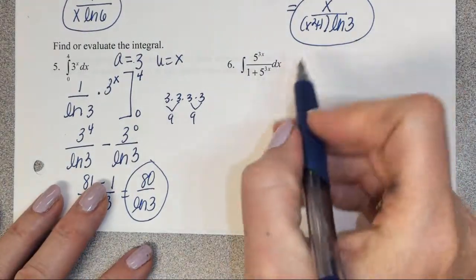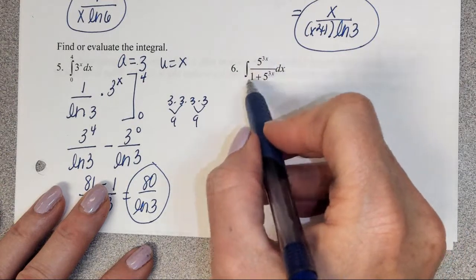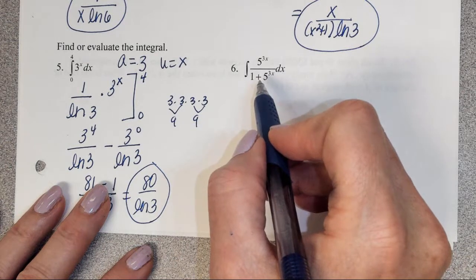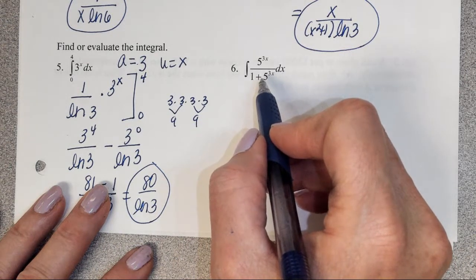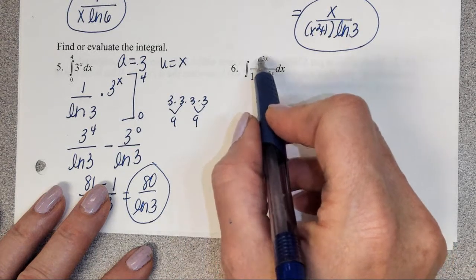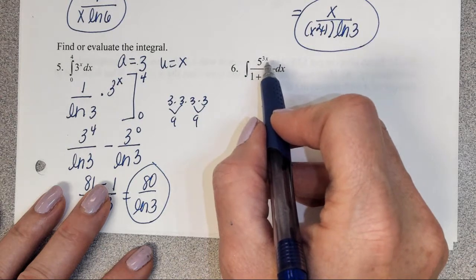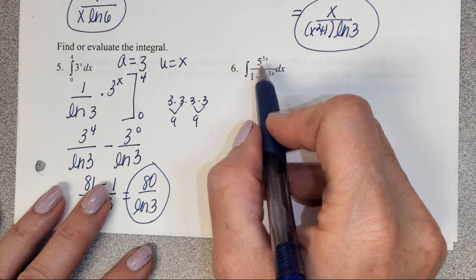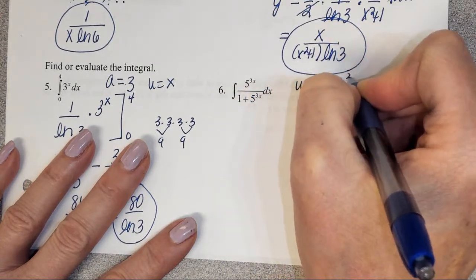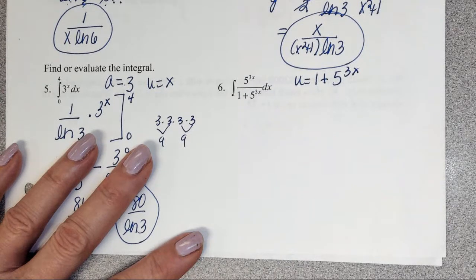All right, this one is the toughest one on here. Here's why. I can't split it apart, so I have to do a u sub. I have to let u equal something that's equal to the rest of the problem. If I let u just equal 3x, that's just going to give me a 3 dx. I have to get rid of a 5, 3 to the x, 5 to the 3x. So I'm going to have to let u equal 1 plus 5 to the 3x. I have to let u equal that whole denominator.